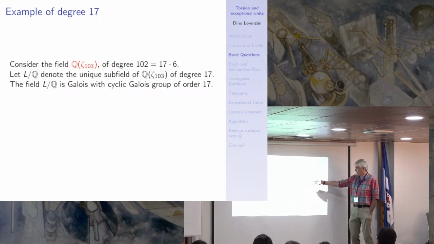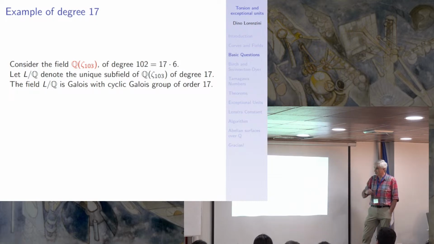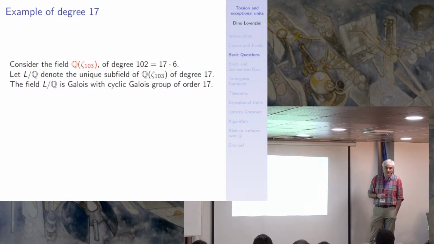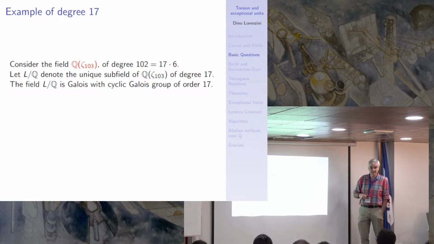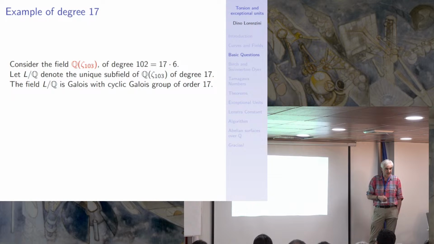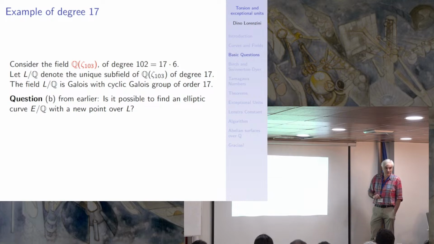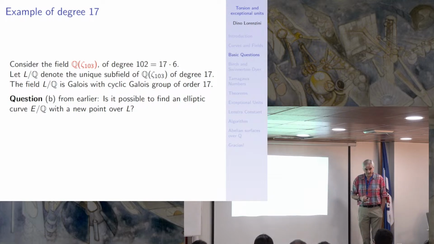So I took one. You take the cyclotomic field of 103rd roots of unity. 102 is 17 times 6. So there is a cyclic subfield in there that is Galois, a beautiful field. Can you find an elliptic curve that has a new point over that field?